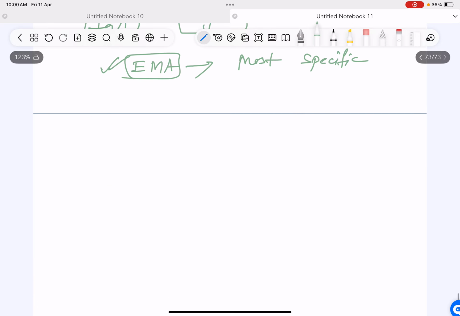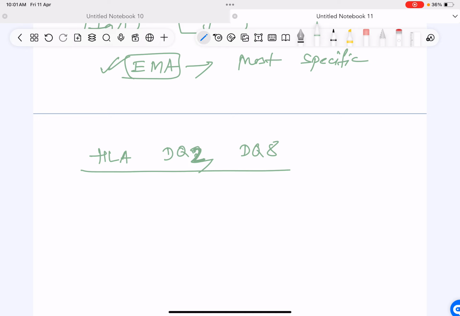Now a few things, MCQ questions. We know HLA DQ2 and DQ8 have the strongest predisposition, so not everyone will have gluten sensitivity. HLA DQ2, HLA DQ8 people have more chances of having this disease. And here you will have a lot of symptoms.